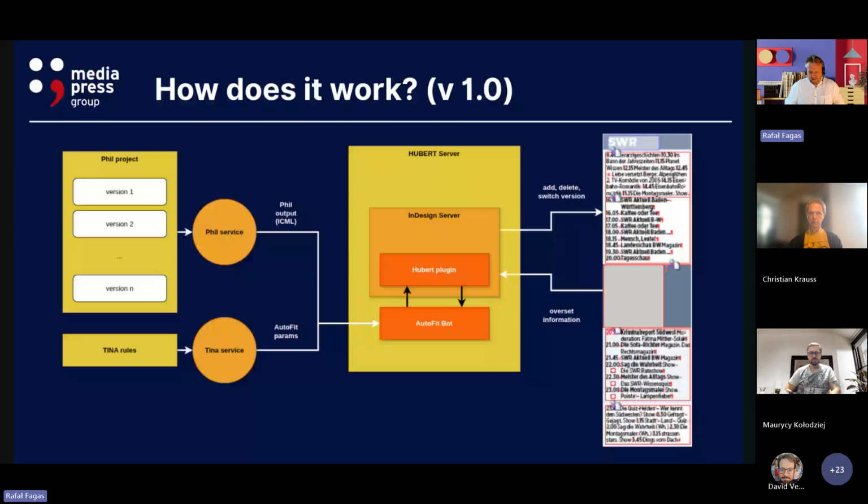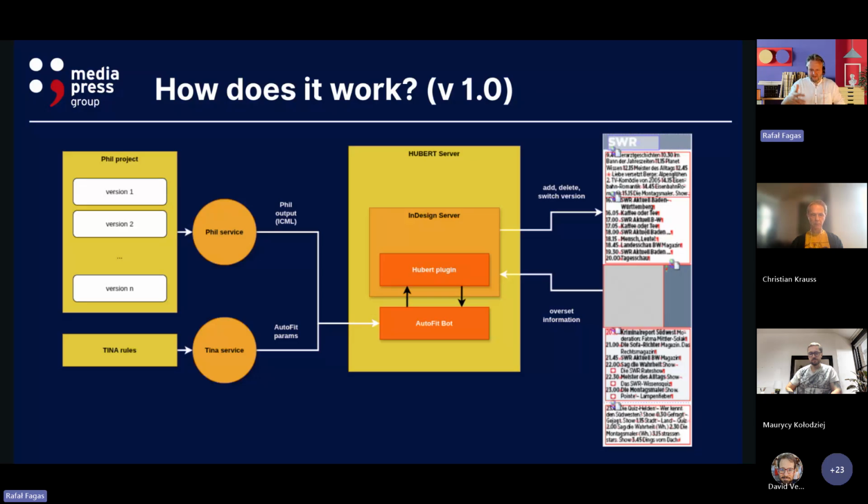This is version 1.0, and it works in the way depicted on this diagram. So first of all, maybe also for a newcomer, some information. We have two systems called Phil and Tina. Phil is a system where our deployment team is able to define the rules for transforming the data from the database into printed layout.